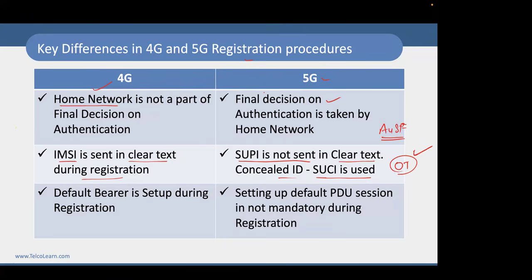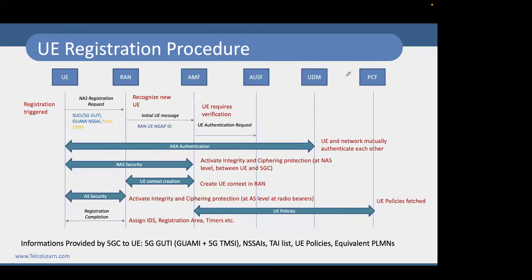The third major difference is that during initial registration in 4G, creating a default bearer is mandatory. You cannot complete the registration until you create a default bearer. However, in 5G, creating a default PDU session is not mandatory. You can just do the registration and leave it. So these are some major differences in the registration in the 4G network and the 5G network, right? Even though this particular picture doesn't really justify how we look at the registration procedure, it is just a very high level picture.